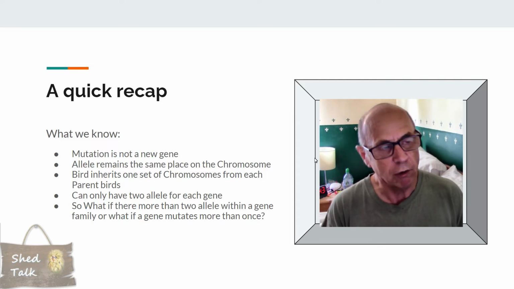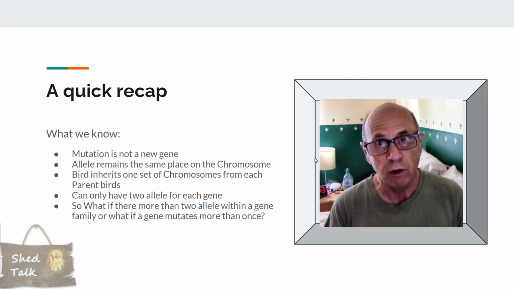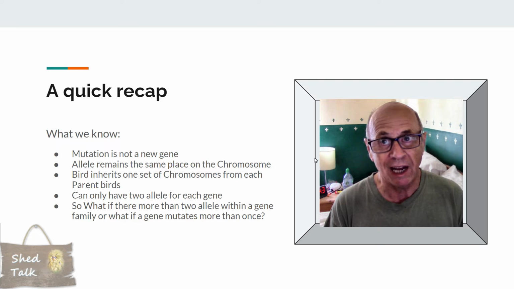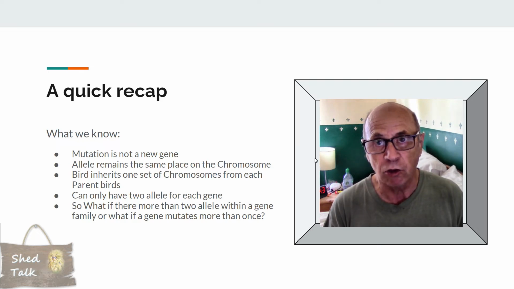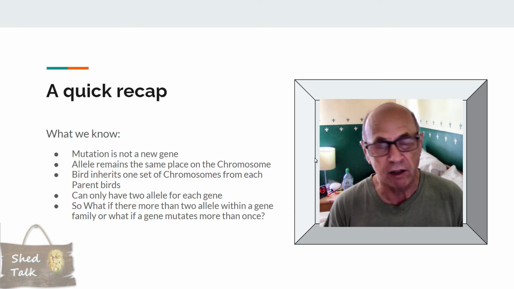We also know that the bird inherits one set of chromosomes from each of the parent birds, so it ends up with two sets of chromosomes, which means that it can only ever have two of any particular allele for a gene, whether that gene is mutated once, twice, 3 times, 4 times or 5 times. It can only ever contain 2 allele, it can't contain 3.